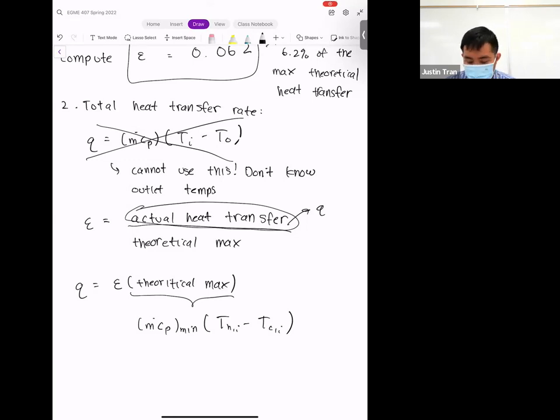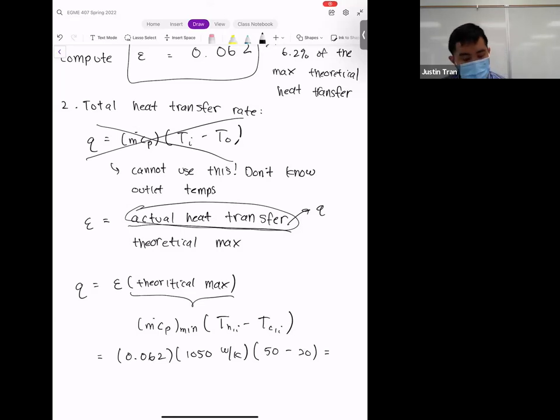But if that's the case, then that's the amount of heat transfer that you have, okay? All right, and so we have everything here. Epsilon we just computed is 0.062. Okay. M dot Cp min in this problem is 1050 watts per Kelvin. The inlet temperature is 50 for the hot fluid, and the inlet temperature is 20 for the cold fluid. Okay. And if our actual heat transfer is only 6% of this, then our actual heat transfer is 1,970 watts. Okay.